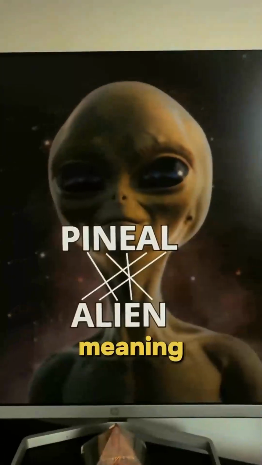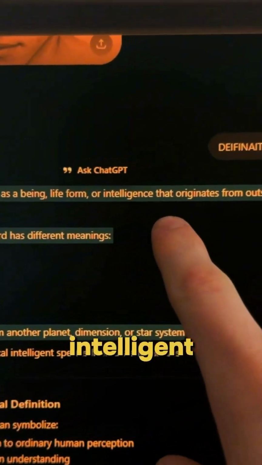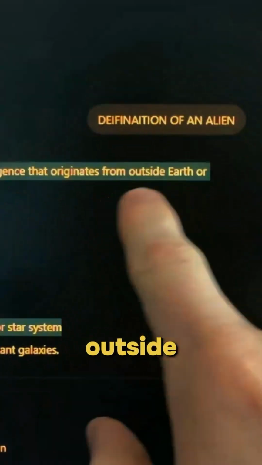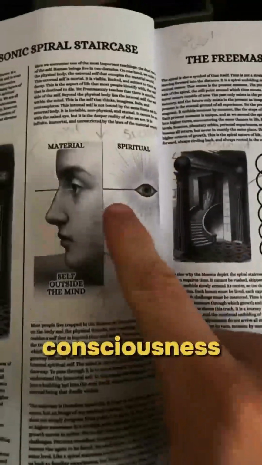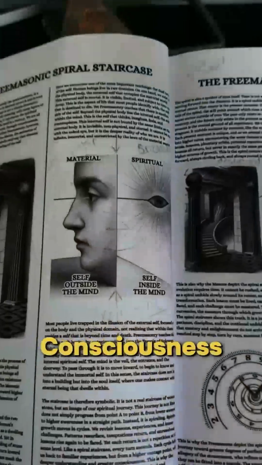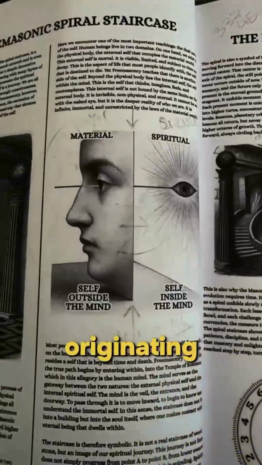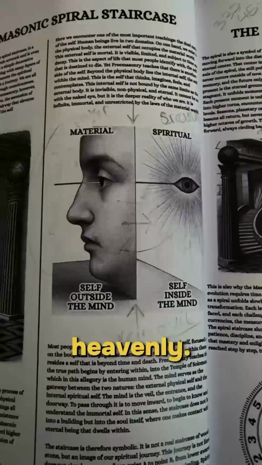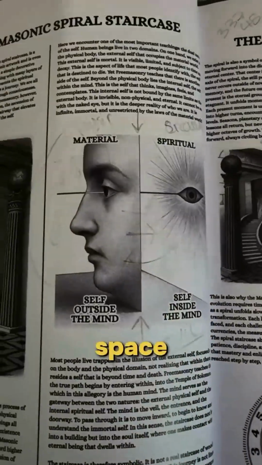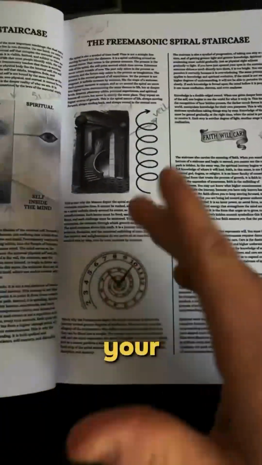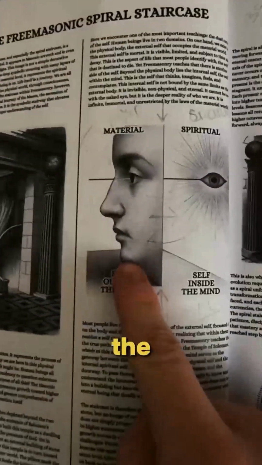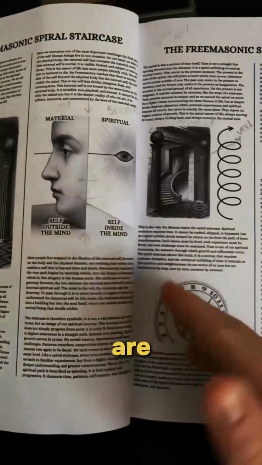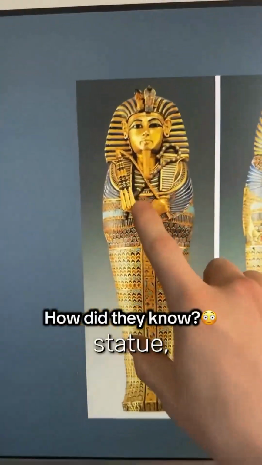So what is the meaning of an alien? An alien is an intelligence or life form from outside of Earth or outside of human civilization. So that makes consciousness the alien. Consciousness is not originating from Earth. Consciousness is heavenly. It exists outside of time, space, and matter. Hence why your mind can go into the past and future while your body remains locked in the present moment. You are the alien.